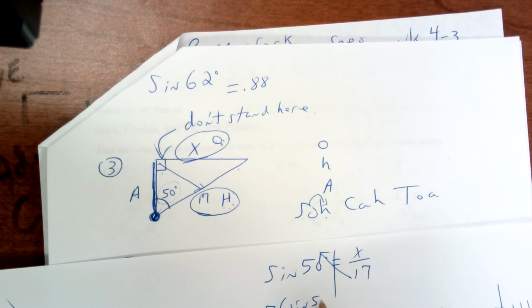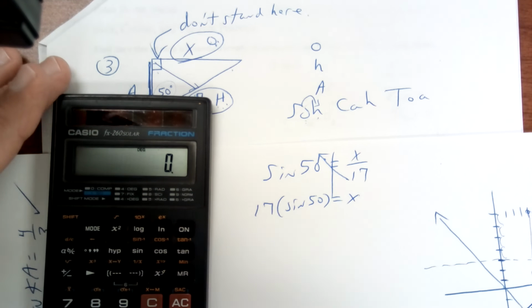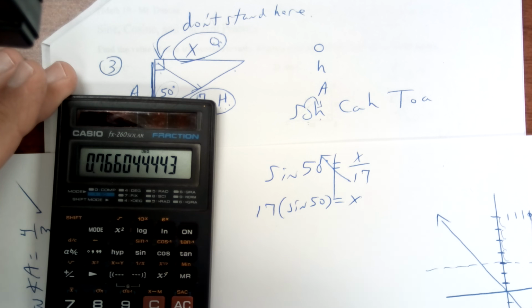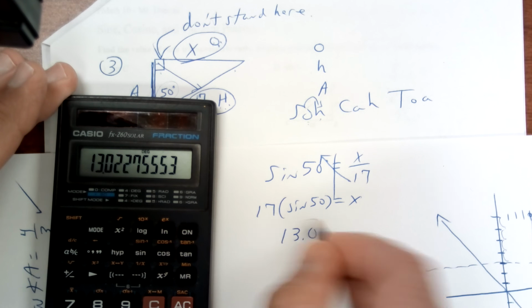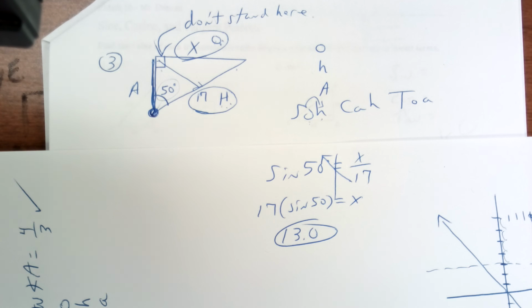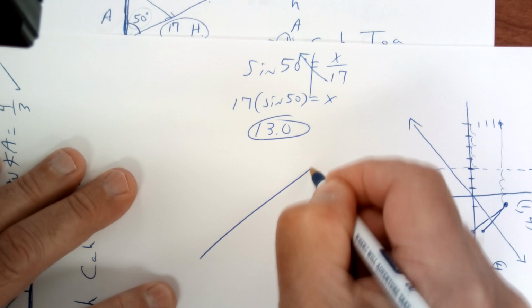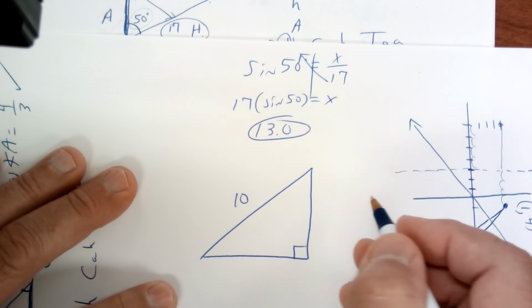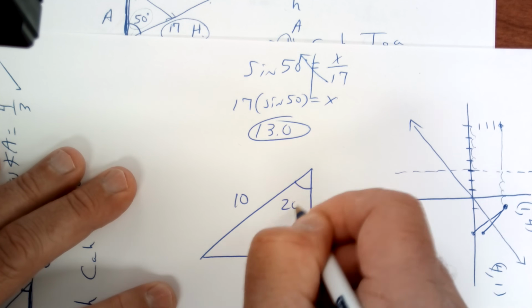Clear your calculator out. Let me show you how to work it. Press 50 sine times 17. Do it right now. I get 13.0. And that's your answer. I'm going to give you one more to try, and then I'm going to get you started. So look up here. Draw this triangle, and put a 10. Put an X. And put 20 degrees. Copy that down.